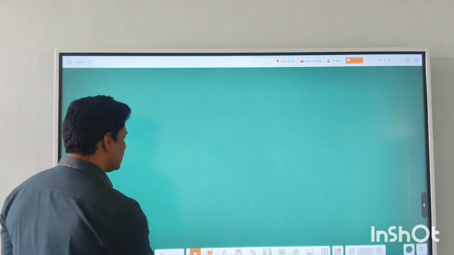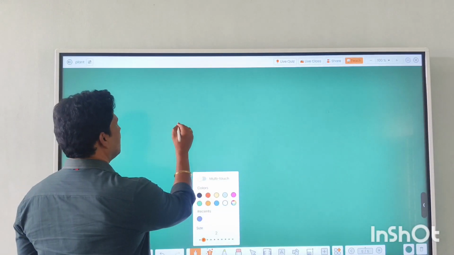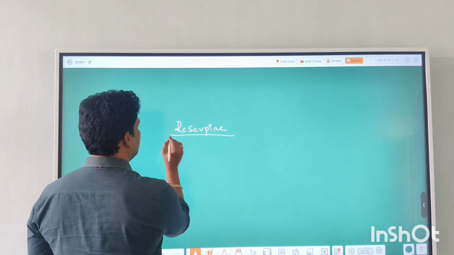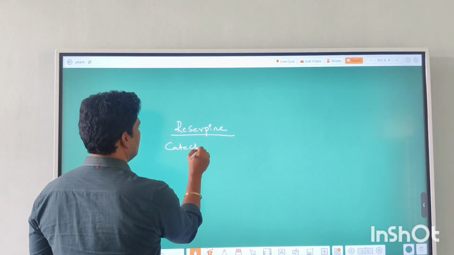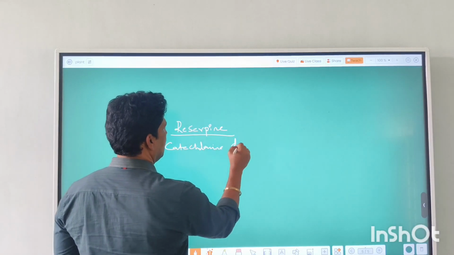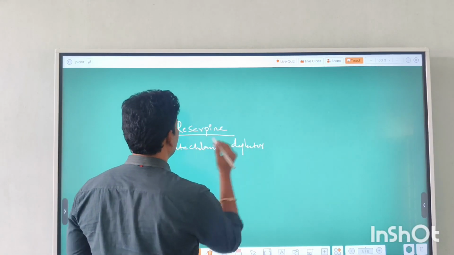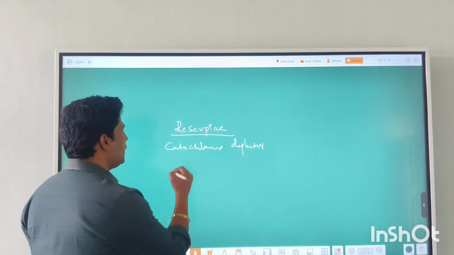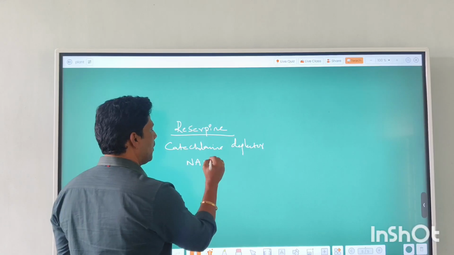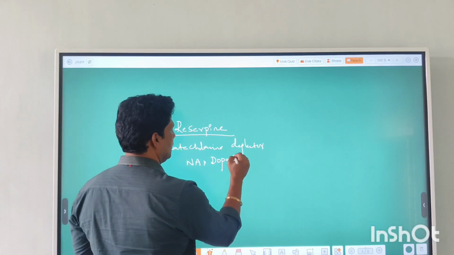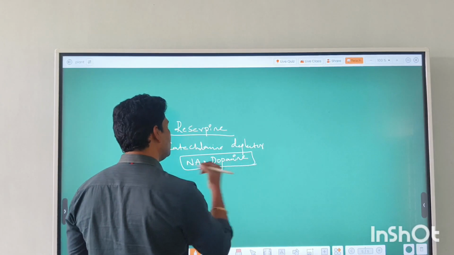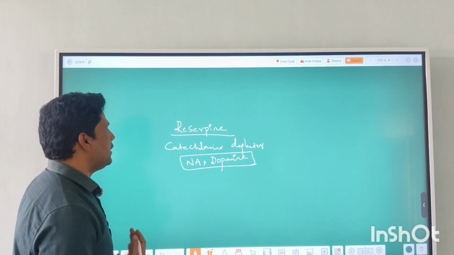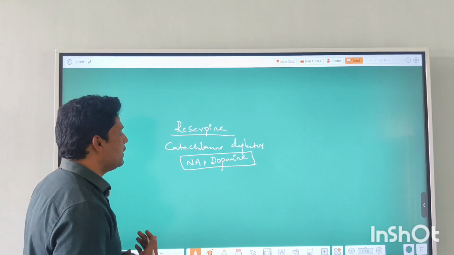Reserpine is a catecholamine depleter. It is involved in the degradation of noradrenaline and dopamine. So 5-HT is also degraded because of this reserpine.